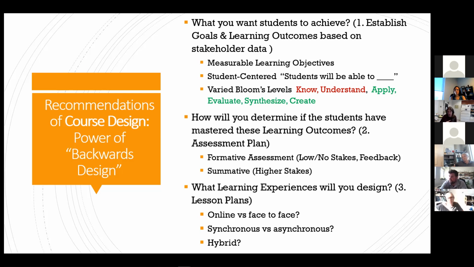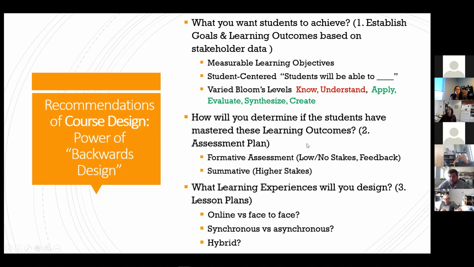So the first step is to establish your goals and your learning outcomes based on your stakeholder data. Your stakeholders can be people that are employing our students. They can be fellow faculty. They can be your national organization. There's a lot of stakeholder data out there. Establish measurable learning outcomes, and they should be of varied levels. So know and understand are the lower level, and apply, evaluate, create, synthesize are kind of the higher level.